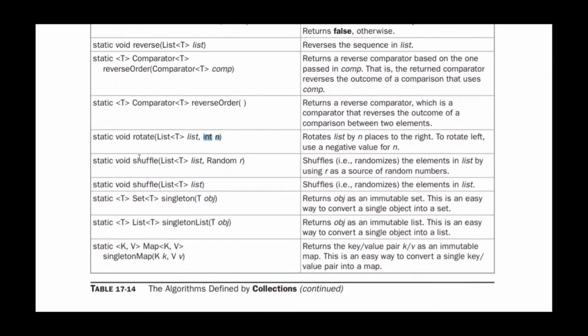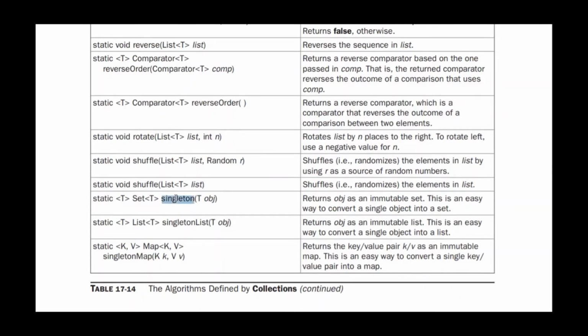Then shuffling, with Random r. It shuffles or randomizes the elements in the list by using the random numbers, and the random object, that is r, we have to pass over here. Then just shuffling the list: if we don't pass a random object of our own, then it will naturally shuffle and randomize it using the shuffle method.